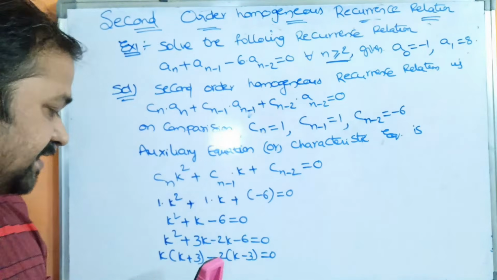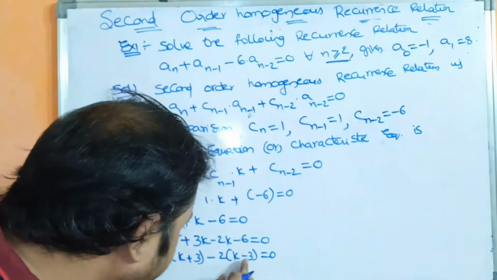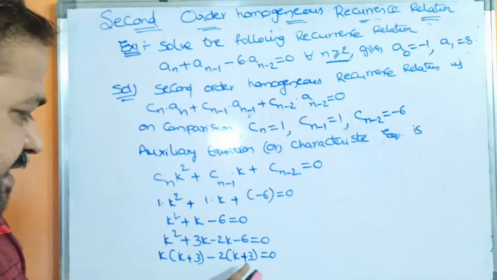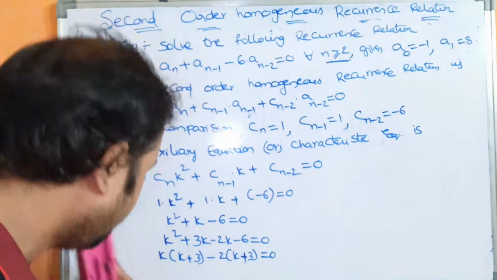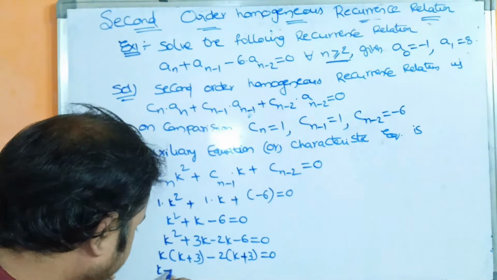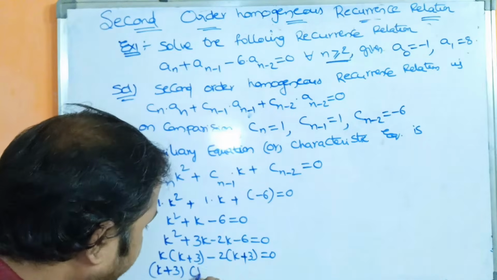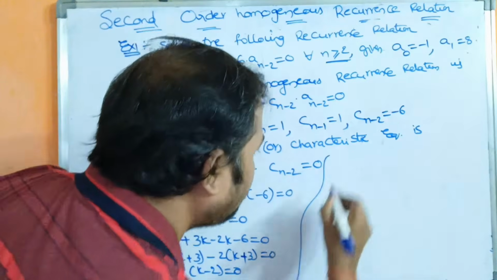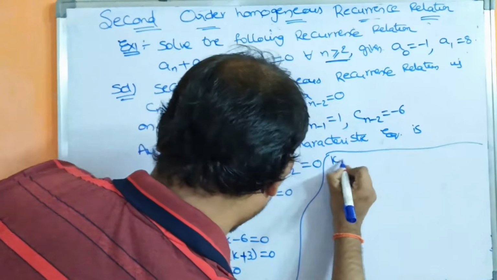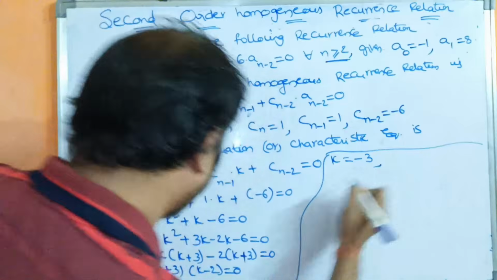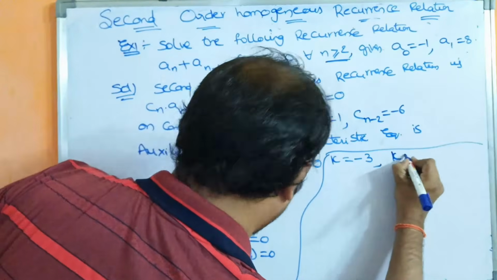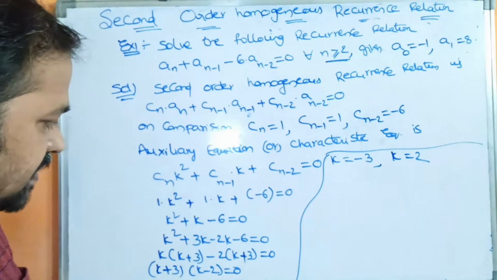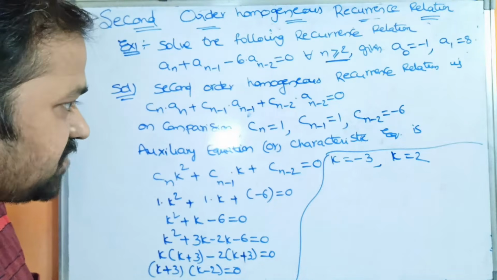So here k plus 3 minus 2 of k plus 3 is equal to 0. So k plus 3 into k minus 2 is equal to 0. What are the roots here? k is equal to minus 3 and k is equal to 2. So k is equal to minus 3, and the second root is k is equal to plus 2.